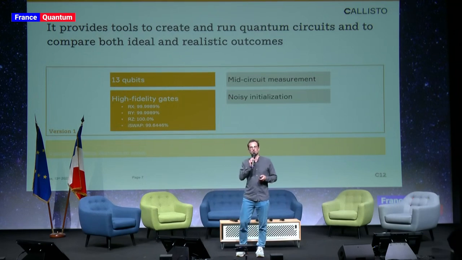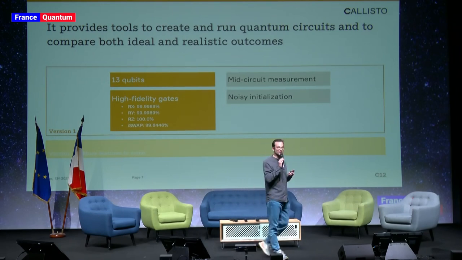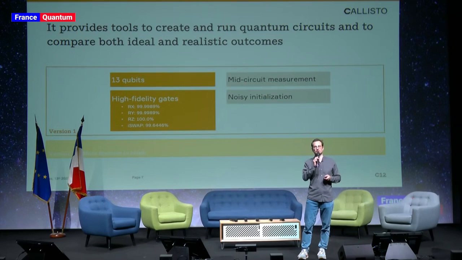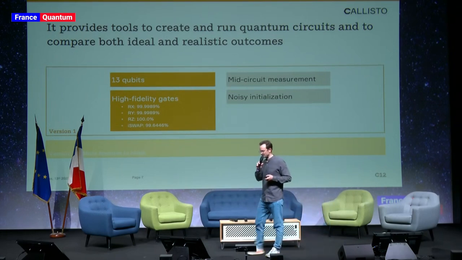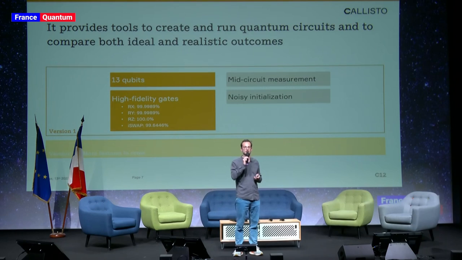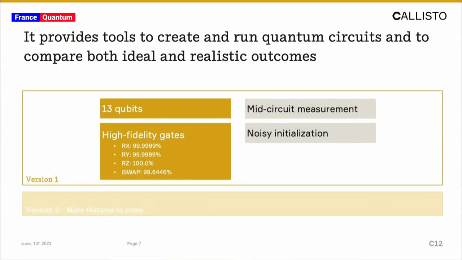Callisto provides quantum developers a way to compose their quantum circuits, to run a simulation, and also to compare the outcome of this noisy simulation with an ideal simulation. So for the first configuration of our emulator Callisto, we chose this configuration: 13 qubits, 13 qubits for June 13th, but it won't be 14 qubits available tomorrow. Then at one point it would be very hard to follow.